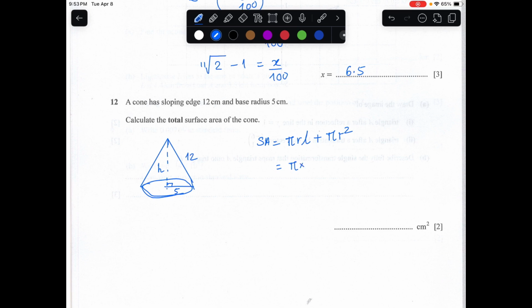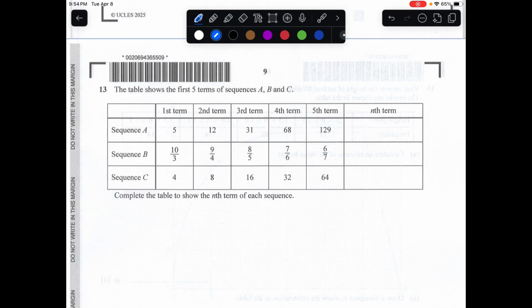So pi times the radius, which is 5, times the slant height 12, plus pi times the radius squared. Work this out on your calculator. 85 pi. Remember, this is calculator paper. You need to write the decimal correct to three significant figures. So 267.0 to 3 significant figures, so I'll write it as 267.